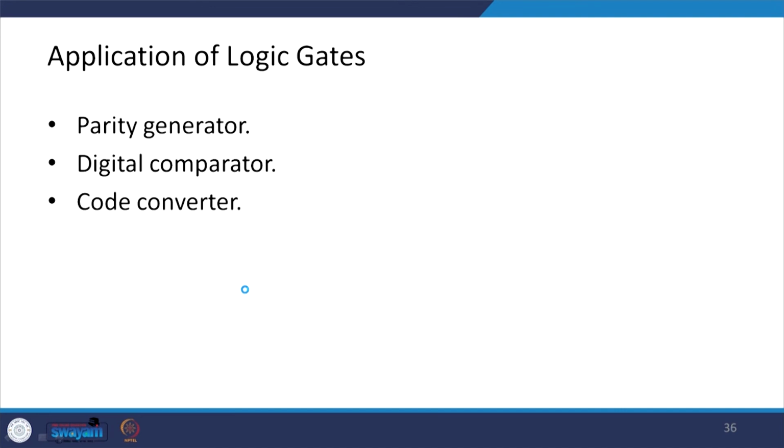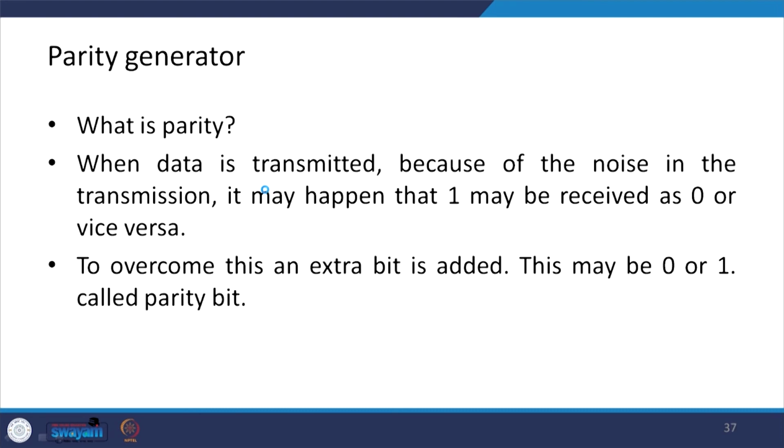Coming back to the logic gates, logic gates find very wide application in basically these 3 purposes. One is the parity generator. What is parity? I am going to talk about that. And the digital comparators, we have seen, are mostly used in the feedback circuits, and the code converter, okay, that is for the conversion of code from one system to another one. Okay. So, as I said, parity generator.